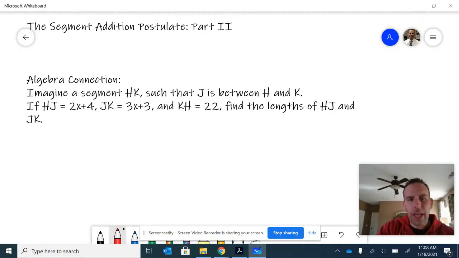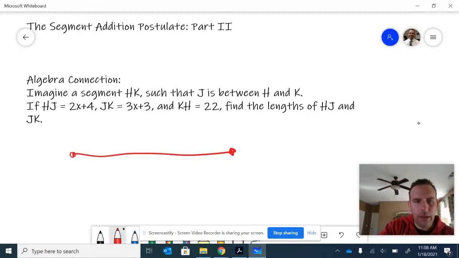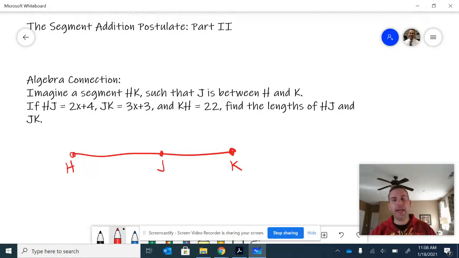Let's start. Imagine a segment HK. Draw that, such that J is between H and K. Again, remember, we don't know if it's in the middle, so I'm just going to put it somewhere. Remember, the diagram is not necessarily to scale.